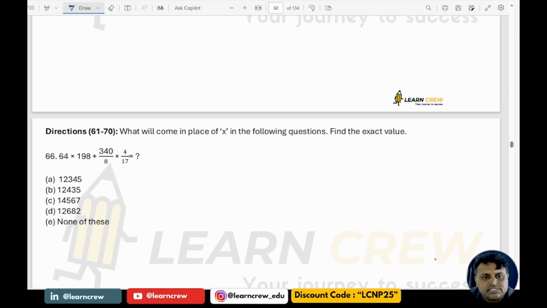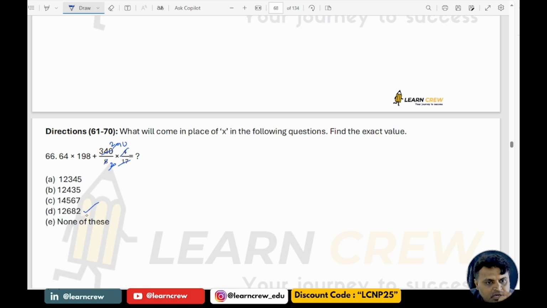Now question number 66. So 64 into 198 plus 340 by 8 into 4. See here 17 20s are, 4 2s are, 2 10s are. So thereby here the digital sum is 0. Here you have got how much? The digital sum 20 into 4 80. By here how much you got? 17 20s are 340. So 10 you are getting. So where you are getting the digital sum 1? Digital sum 1 you are getting in this option.